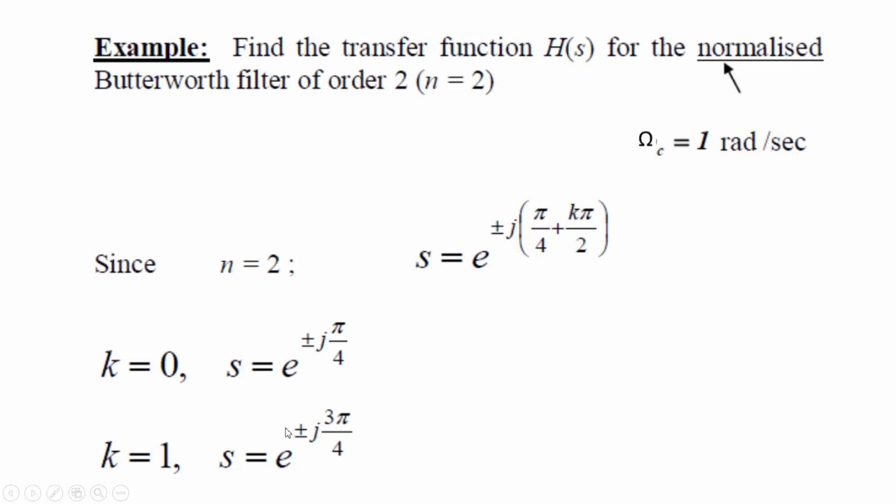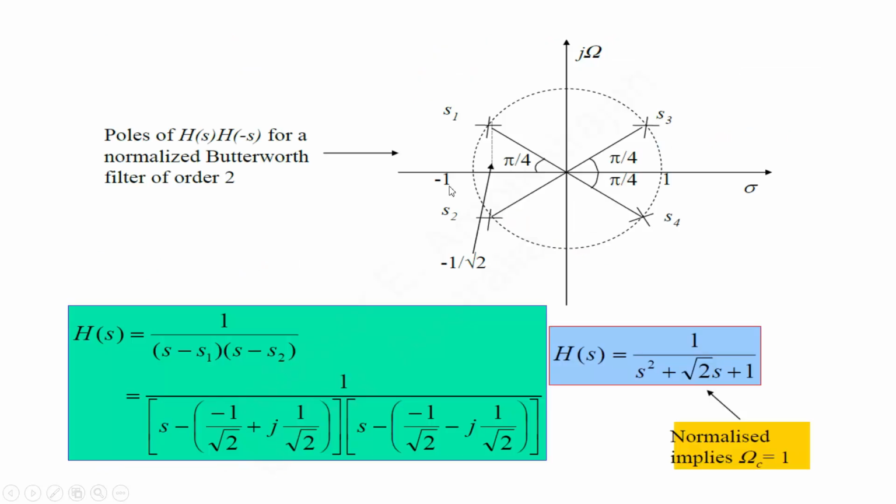These two poles will lie on the h of s side, and these two poles will lie on the h of minus s side. When we are asked to find h of s, that means we have to use these two poles. That's what is done here. We will use this pole and this pole because we have to find the transfer function in terms of h of s. So when we know that there are two poles, we can represent h of s as 1 over s minus s1. This is the first pole.